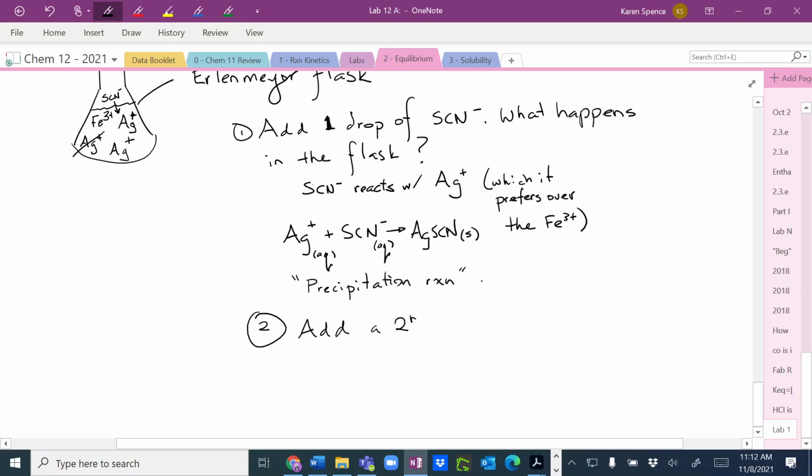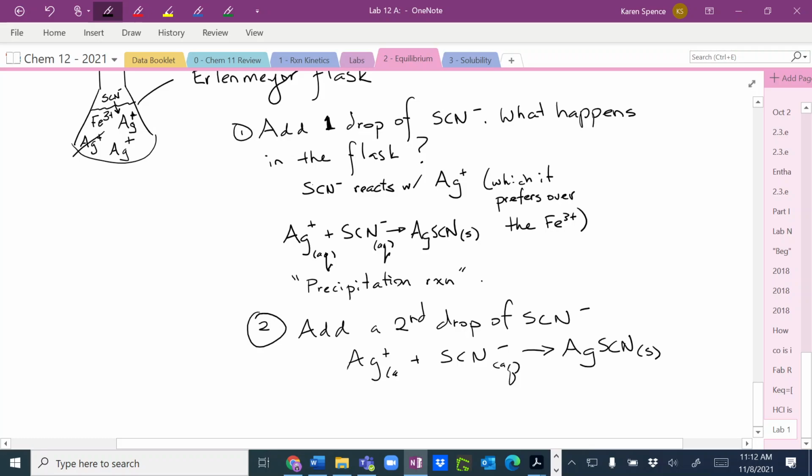Add a second drop of SCN minus. What happens? React with another Ag. We get Ag plus SCN minus goes to AgSCN solid. That's aqueous. That's aqueous. And that means that, boom, another one is gone. Yes? Third drop.